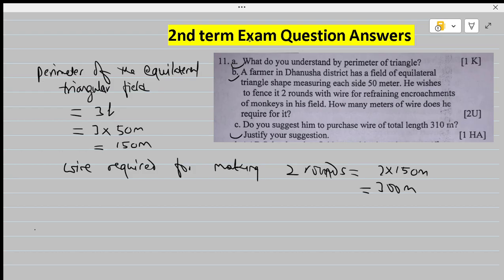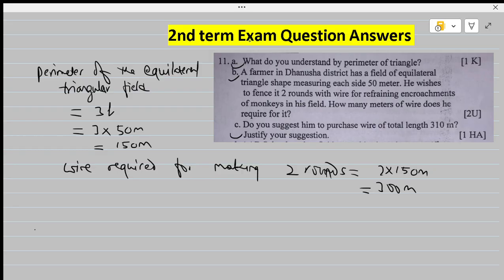Okay. And part C, what it asks here: he wants to possess wire of total length 310 meters. It's an open-ended question, so it depends on your perception. He needs only 300 meters to make 2 rounds around his triangular garden. But if he wishes to purchase more, he can keep a spare also. So it depends how you answer. It's enough to purchase 300 meters, so he shouldn't purchase 310 meters by making more expense. That's also what you can say.